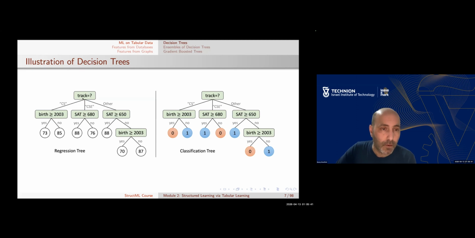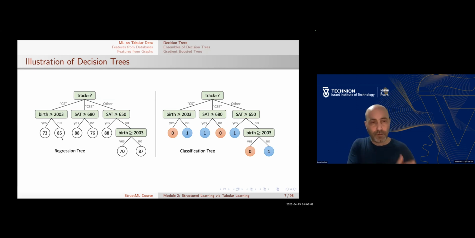What is the track? If it's CS, then you go to this child. If it's CSC, you go to the other child. Otherwise, you go to the third child. And based on the answer, for example, in CS, you ask another question. Is the birth greater than 2003? And based on the answer, yes or no, you go to the next child until you reach a leaf.